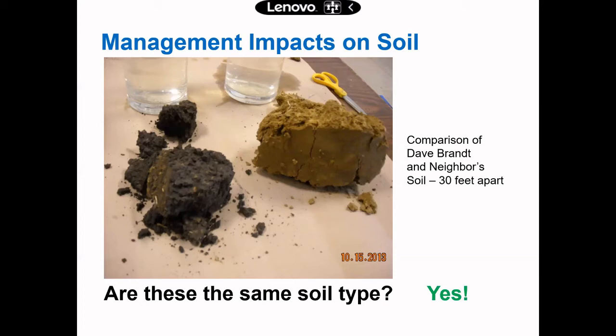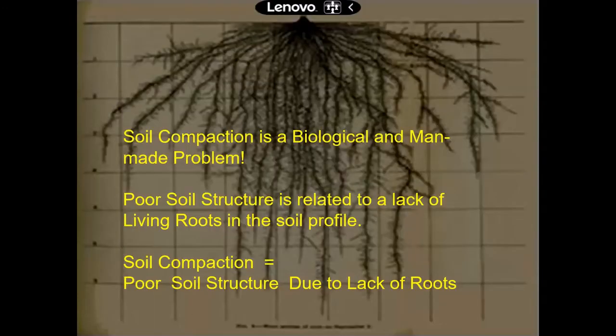It's not as good as what we would call the one on the left, which is transitioning to a mollisol. The one on the right is being downgraded because it just doesn't have that organic matter in the soil. And that's because of the tillage that was done for the last 75 to 100 years on that farm. These soils are only 30 feet apart, side-by-side fields.